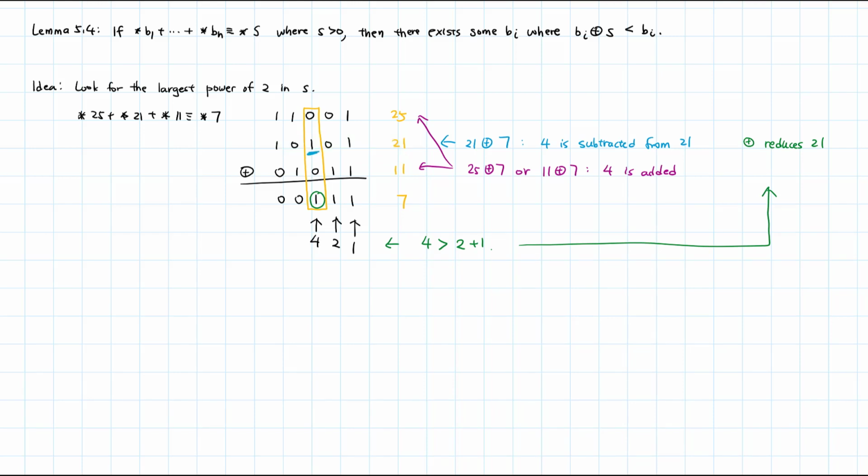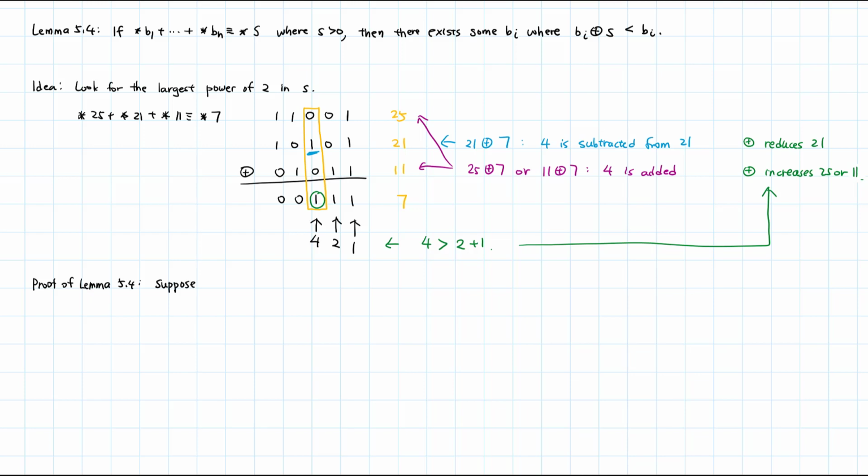On the other hand, if we look at 25 + 7 or 11 + 7, we see that 4 is added, but the rest of the terms will subtract at most 3 from the terms. So the resulting number will increase from 25 or 11. So we will pair up S with the number whose binary expansion contains that largest power of 2 in S. And that is the basis for our proof of the lemma.